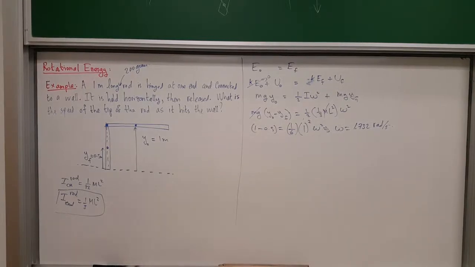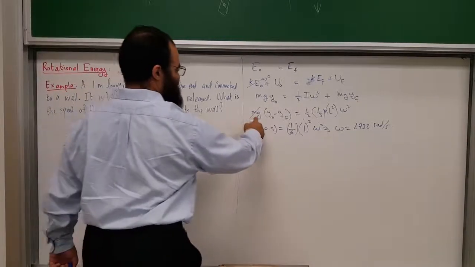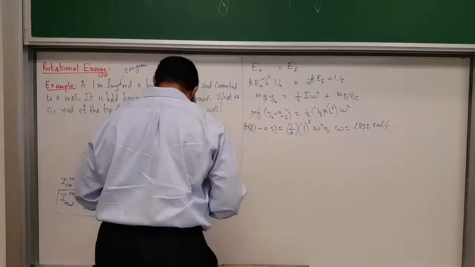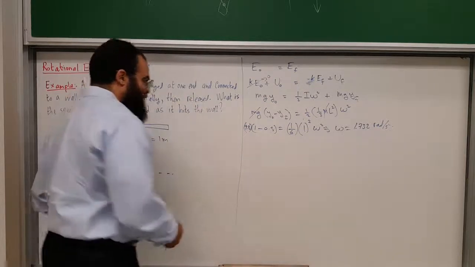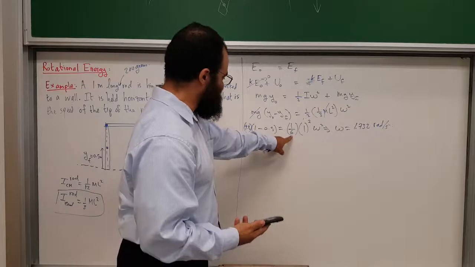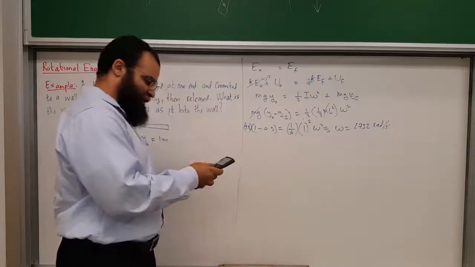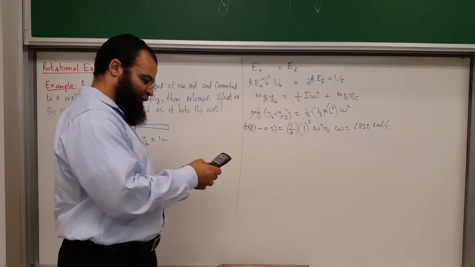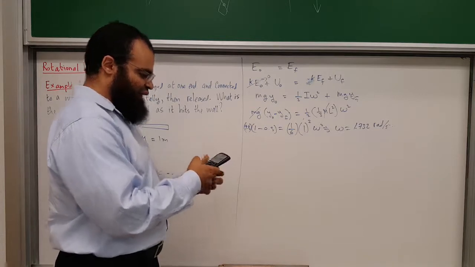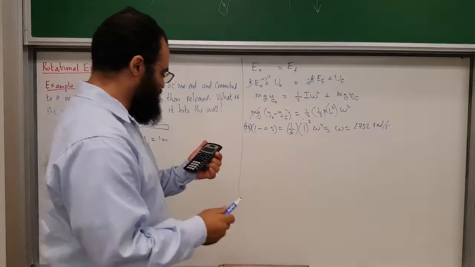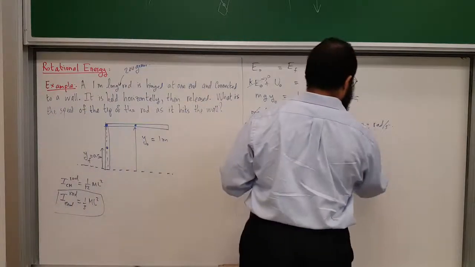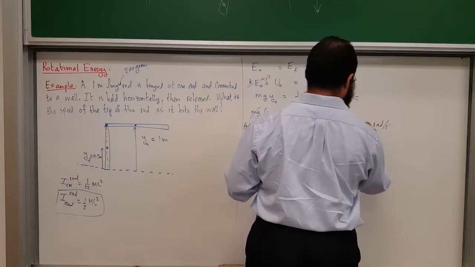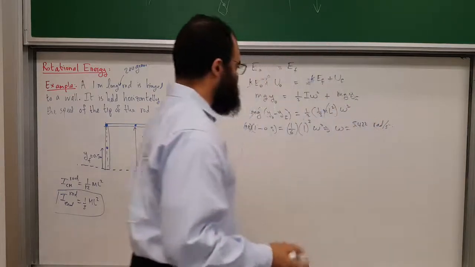And of course, I made a mistake because I forgot the g here, which is 9.8. So let me redo it. 9.8 times 0.5 times 6, and then you take the square root. That gives me 5.422. That's omega.